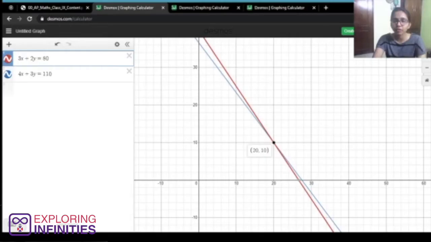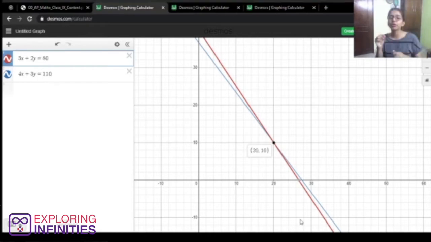that is their common point of intersection. It means that a solution for a pair of linear equations using the graphical method is where both my lines are actually intersecting with each other. So my common point of intersection for the pair of linear equations is my solution to the pair of linear equations. Like in this case, I'm getting 20 comma 10 as a common point of intersection for this pair of linear equations, and that becomes the solution for the pair of linear equations.